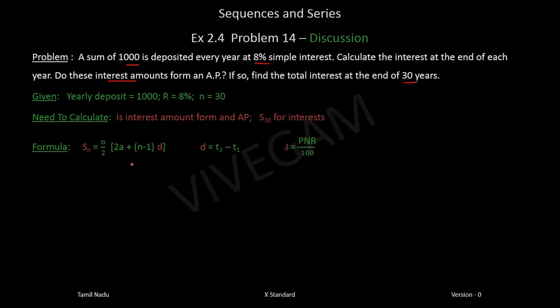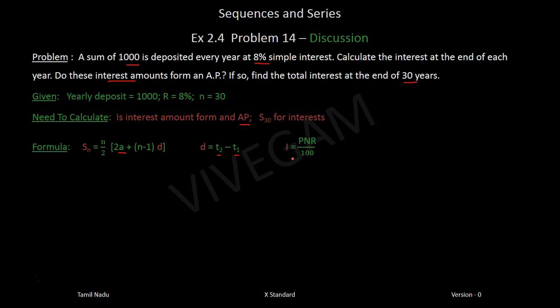So let's list out all the formulas. The sum of 30 terms in an AP series is given by n by 2 into 2a plus n minus 1 into d. Right, and we only know n is 30. We also don't know a, it's not given. And do we know d? D also is not known. We don't know T2 nor T1. Okay, all these things are not known. So the first thing is that we have to first find the AP.